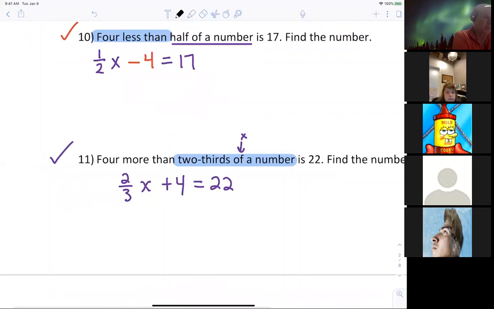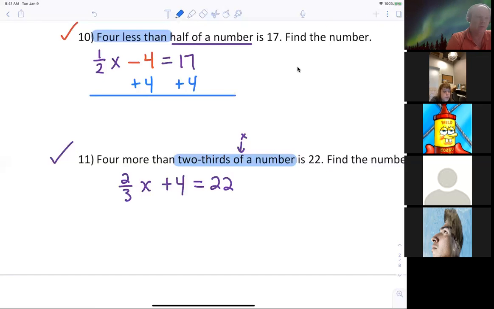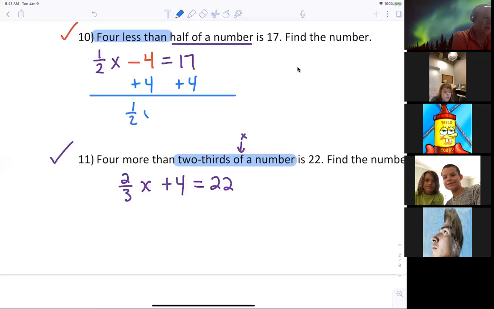Number 10, you were supposed to do what to both sides? Come on, someone jump in. Add 4. Add 4 before you do the reciprocal. So now I have 1/2 x is equal to 21. Now we do the reciprocal, times 2 over 1. Exactly. So x is equal to, 21 times 2? Oh, whoops.